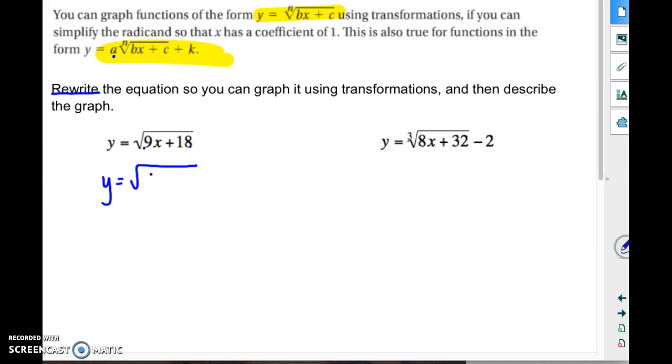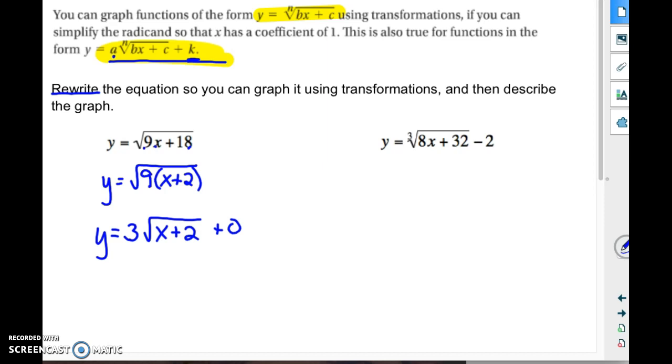I'm just going to factor out the 9. And then that leaves us with x plus 18 divided by 9 is 2. And then I know the square root of 9 is 3, so I can change that part. Square root of 9 is going to come out front, and then we're left with the square root of x plus 2. So now we're in this standard form here. It's just that our k in the back is 0. You don't have to write it. You can if you want.